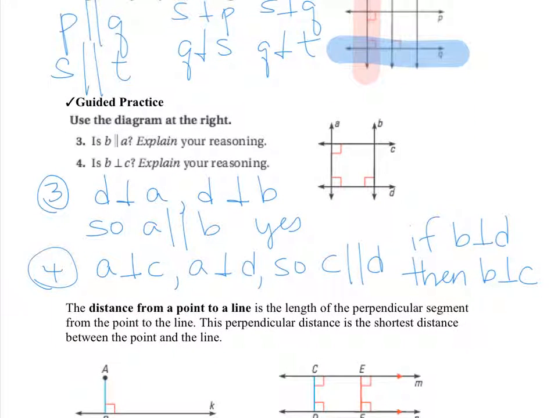Okay, in explaining the second one, you have A perpendicular to C and A perpendicular to D. So that makes C and D parallel. And since B is perpendicular to D, if it's perpendicular to one of two parallel lines, it's perpendicular to the other. So the answer to number 4 is yes, and that would be your reasoning. This ends day 1.